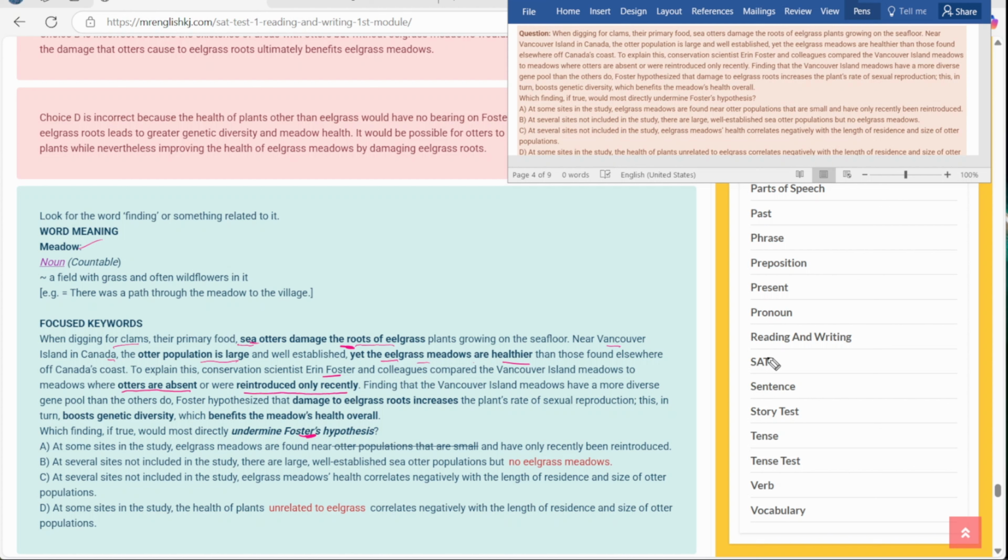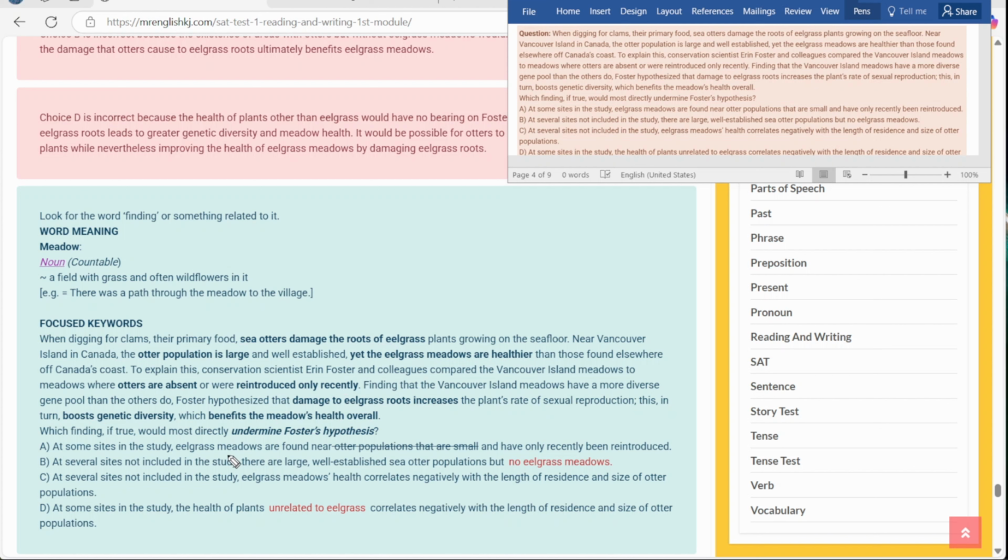Okay. So they examined all places, finding that the otters damage eelgrass roots, which increases their sexual reproduction, meaning to say they start to reproduce more. Because of that, they are healthy. So they boost their genetic diversity, which benefits their health overall. So technically, sea otters were helping them to grow. Okay. Now let's take a look at the options.